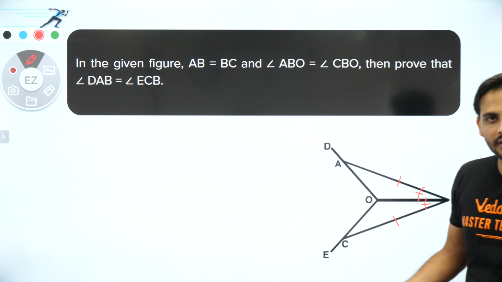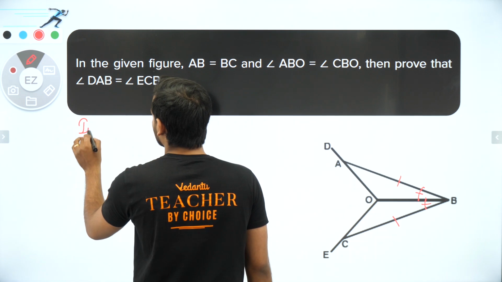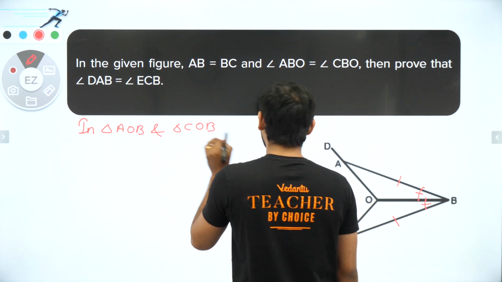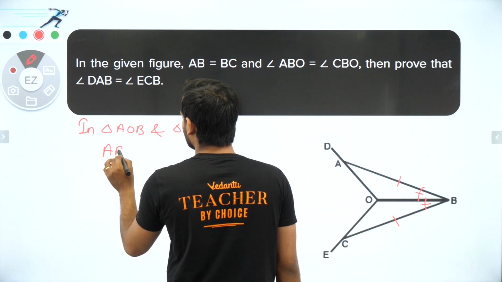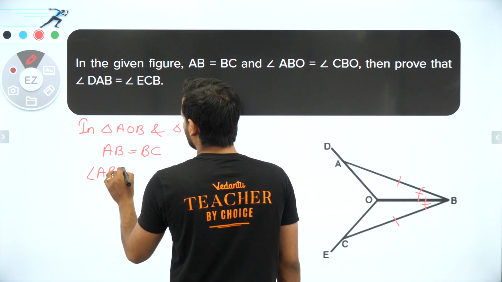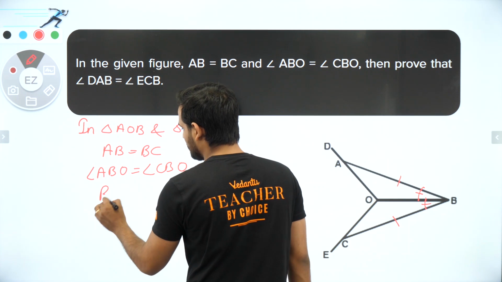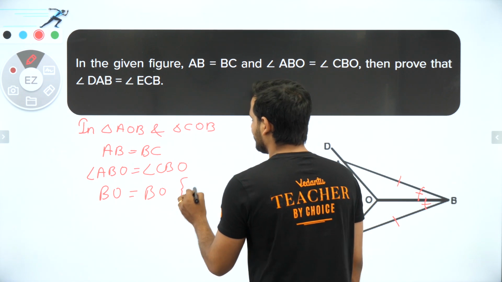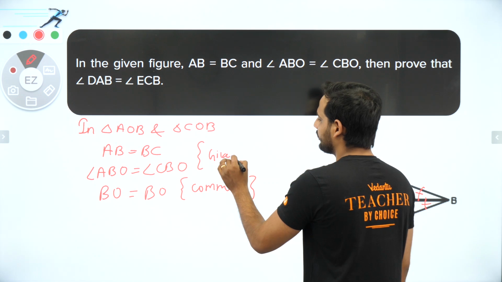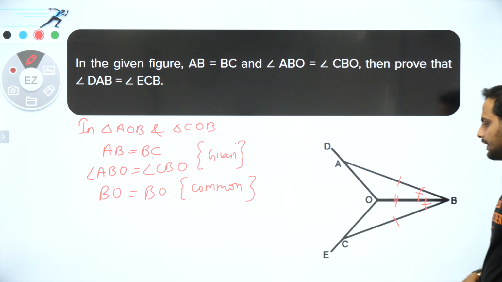Now what else do they want? It is easily given. See, if you take these two triangles, triangle AOB and triangle COB, first thing, they have already given you AB is equal to BC. Second, they have also given you angle ABO is equal to angle CBO. And third, I can see clearly that BO is equal to BO because it is the common side. So when you indicate everything on the diagram, it becomes clearly visible that BO is the common side.